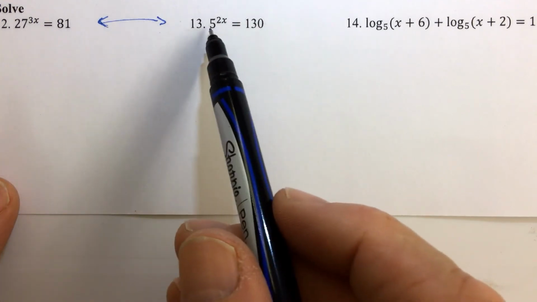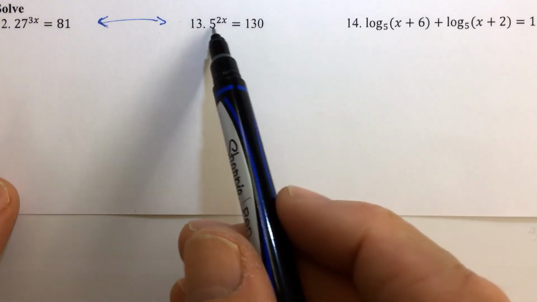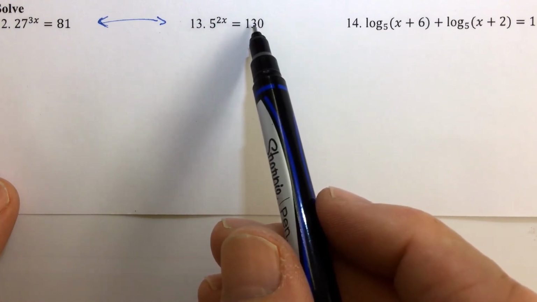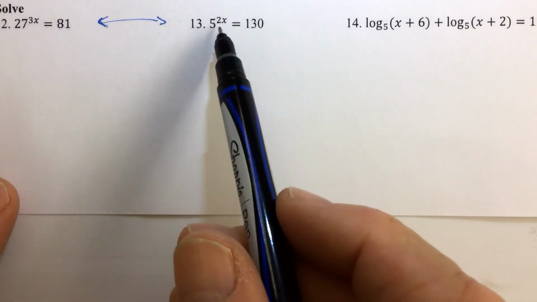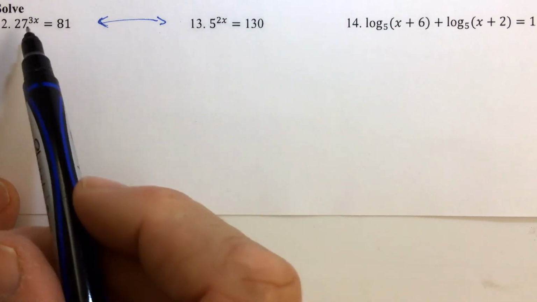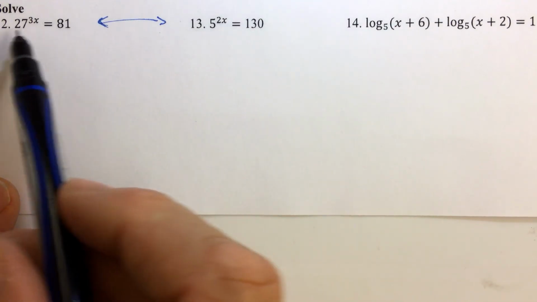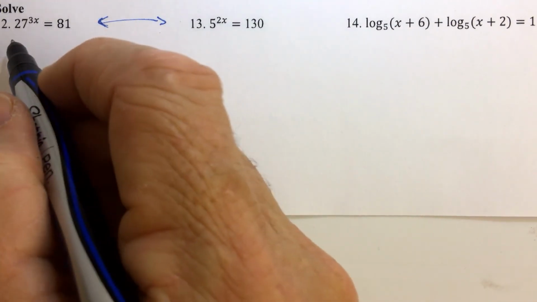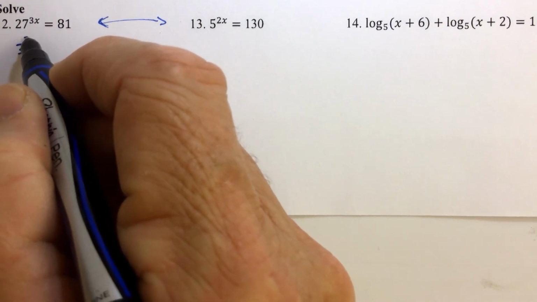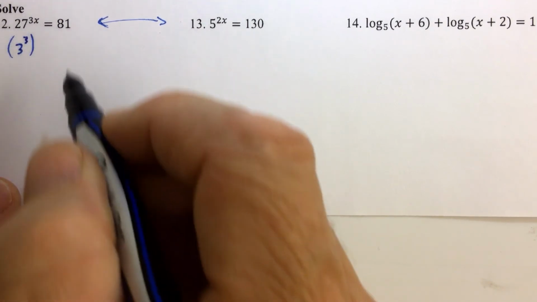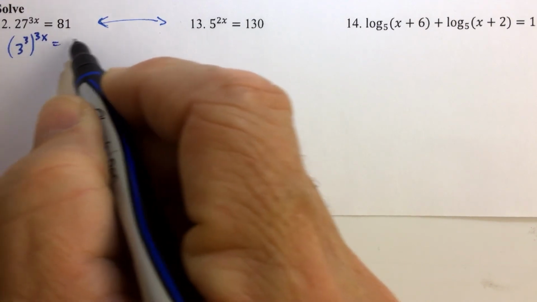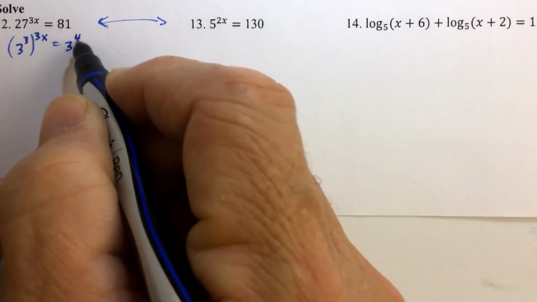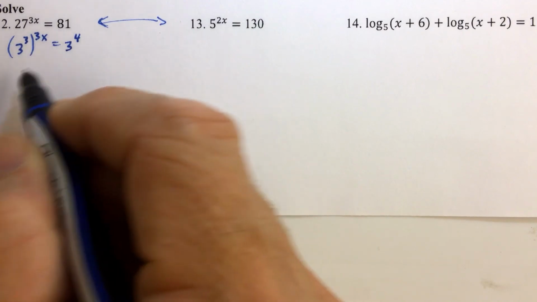And then the other strategy here for number 13: we can't express both bases as a power of the same number. 130 is not a power of 5. So we have to use logs for this one over here, but we don't need to use logs when we can express both bases as a power of 3. So here's how we do that. 27 can be written as 3 to the 3rd. 81 is written as 3 to the 4th. So now we have the same bases on both sides.